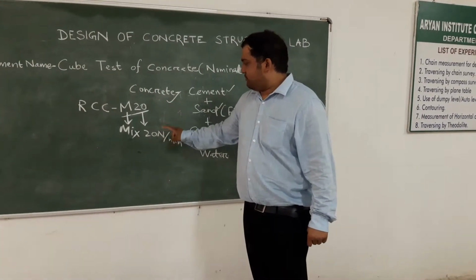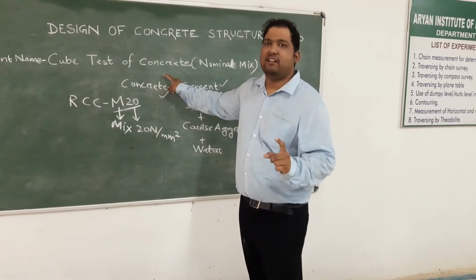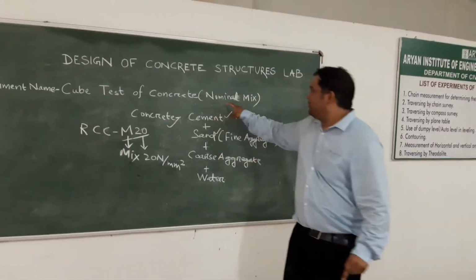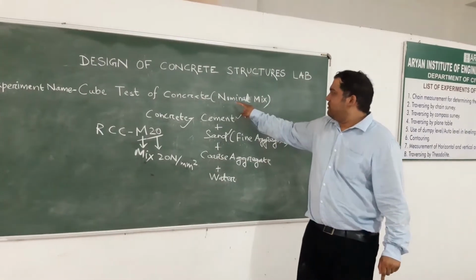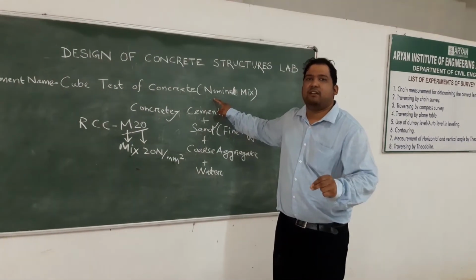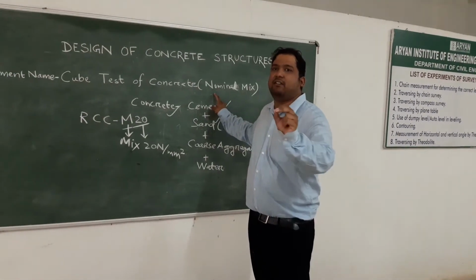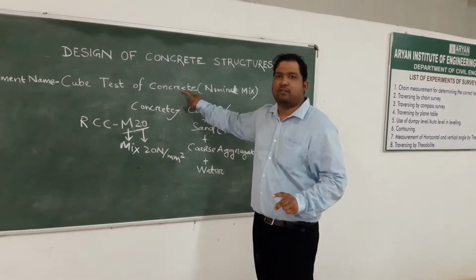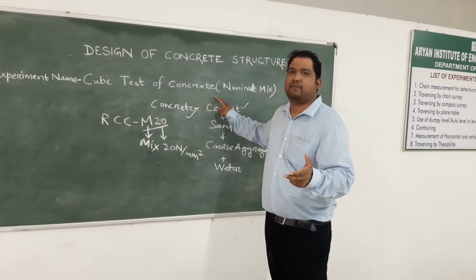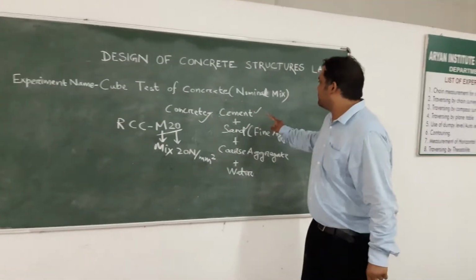So for performing this experiment, we have to decide what should be the proportion. This experiment is for nominal mix. So what is nominal mix? Nominal mix is a prescribed mix. Like we go to a doctor, he writes something, we call it prescription, like that. The proportion we are going to use in today's lab is a prescribed one, meaning it has been prescribed previously. We are doing nothing new.